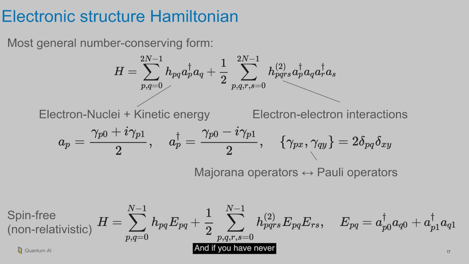And if you have never seen fermionic operators before, you can just understand them as being mutually anti-commuting Pauli operators. Each fermionic operator is a linear combination of 2 Majorana operators, and the Majorana operators are defined to mutually anti-commute. This is a property that you can represent with just Pauli operators. So if you know nothing about fermions, just think about Paulis. What Paulis anti-commute? X, Y, Z. And then now if you have many different n qubits, what are the Pauli operators on n qubits that mutually anti-commute?